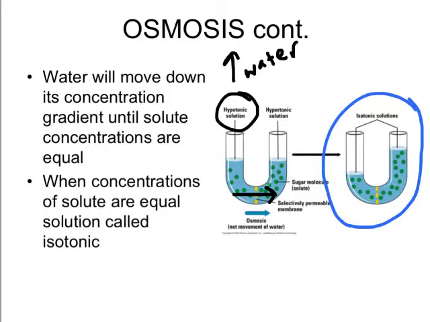It's got equal numbers of the same ratio, is probably a better way to say it, the same ratio of sugar molecules and water on both sides of that membrane. But remember that the sugar molecules could not move because of that selectively permeable membrane. Only the water molecules could move.